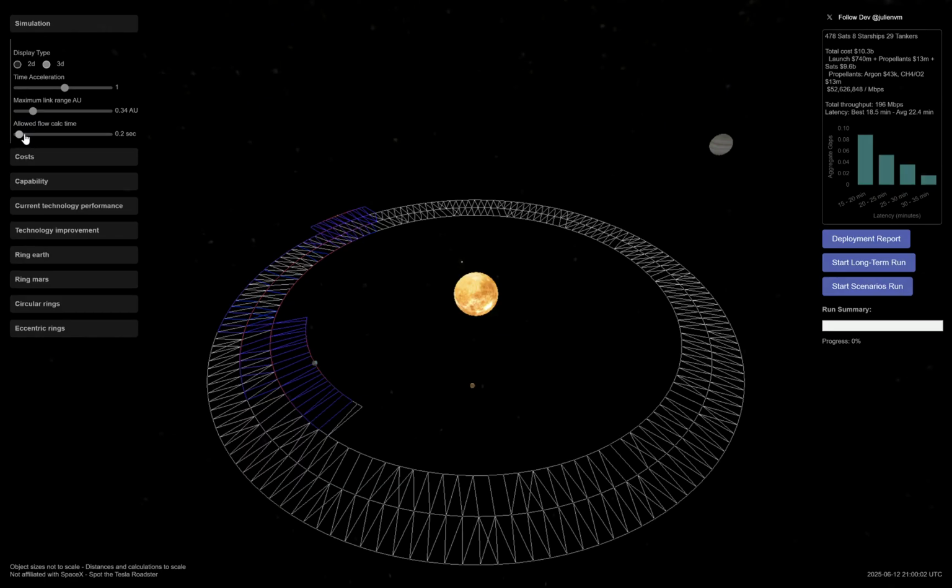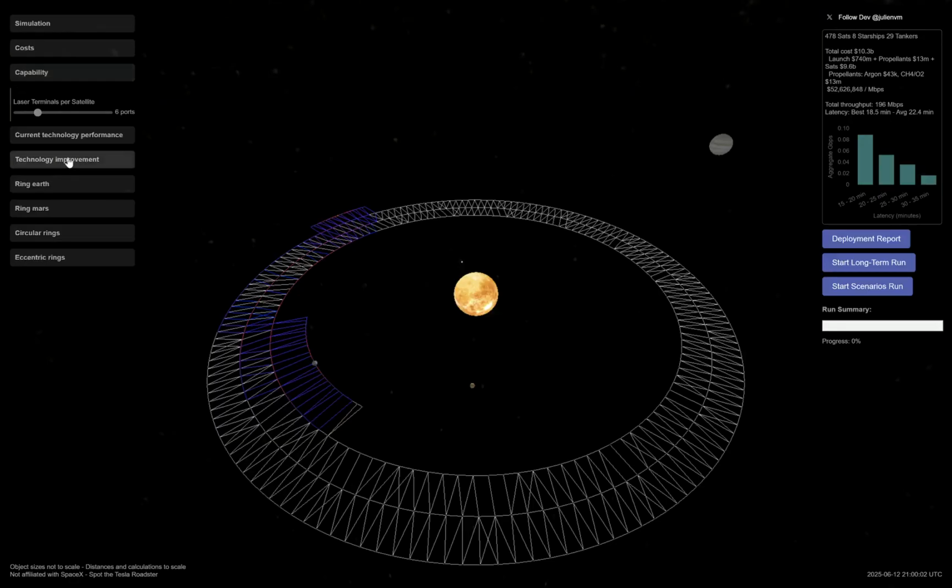And the allowed flow calculation time means that the flow calculation, which is the blue and red thing you see here, will not exceed the number of seconds set here. This is to ensure that there's some fluidity once you set some parameters, that the simulation doesn't freeze for many seconds when it's calculating. Here you can set the cost of the satellites and the Starship, and the capability of how many laser terminals per satellite.